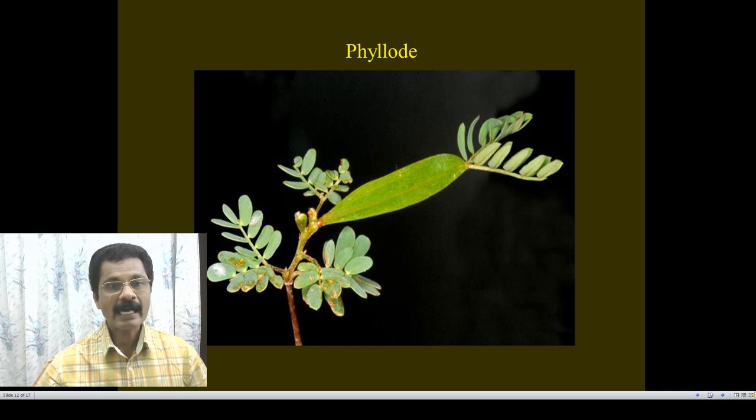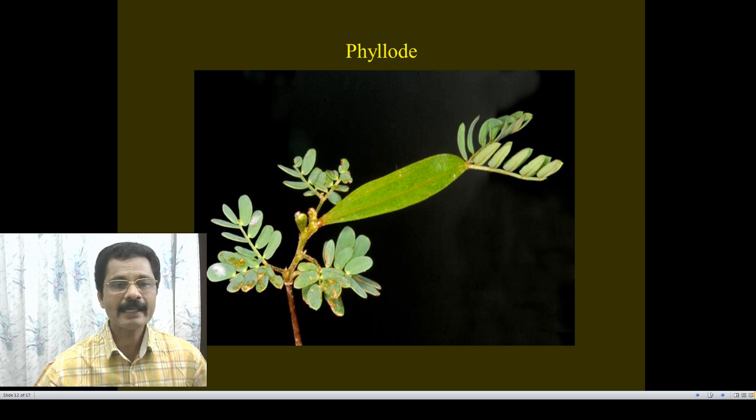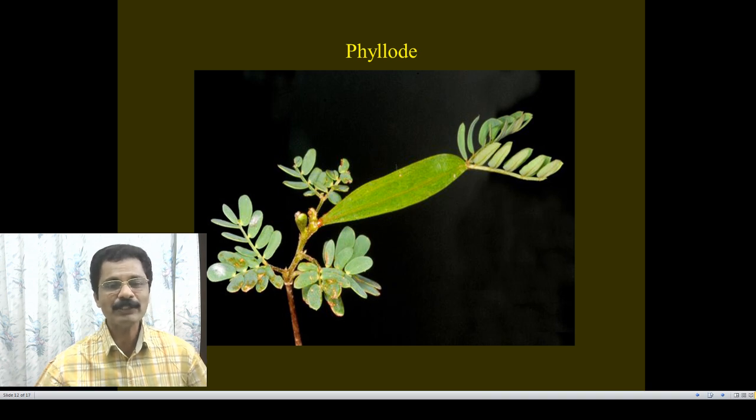See, as in the case of acacia, the bipinnately compound leaf falls very soon, then the rachis or the petiole is modified into a leaf-like structure and performs the functions of leaf, and this is called phyllode. Right? The petiole is modified into leaf-like structure and performs the functions of leaf. See, the leaves are modified.